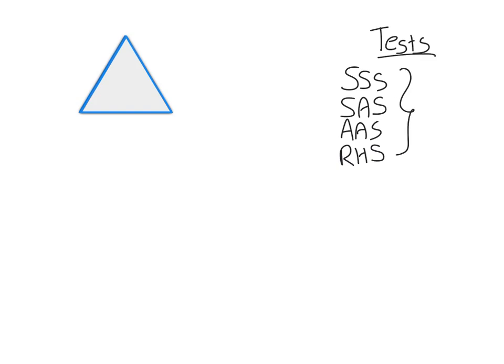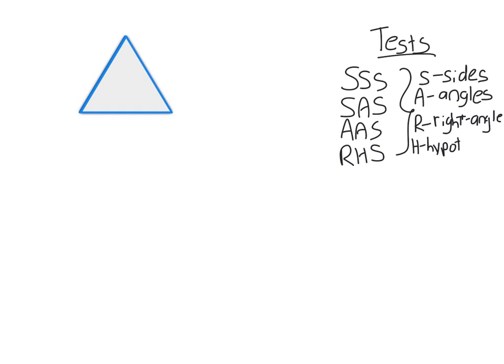So in all of these, S stands for a pair of sides that are equal, A, a pair of angles that are equal. The R and the H are a special case. So the R means that both triangles are right angled. So they both have a right angle. And H stands for hypotenuse, which is the longest side of a right angled triangle. So you can only use the RHS test when both triangles are right angled.